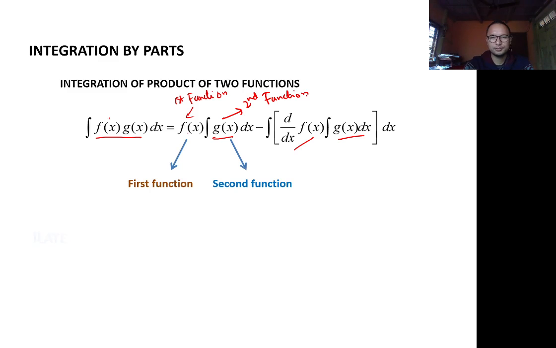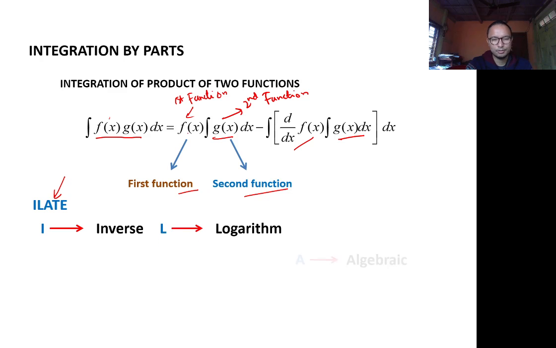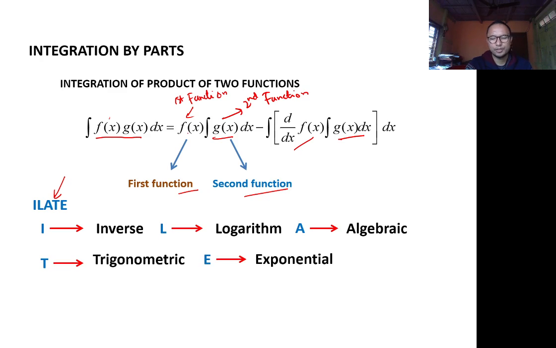fx is called the first function, gx is called the second function. So how to decide which one is first and which one is second? That is decided by ILATE. ILATE stands for I, inverse; L, logarithmic; A, algebraic; T, trigonometric; E, exponential, right? Following these rules, we decide the first function or second function, right? Okay.